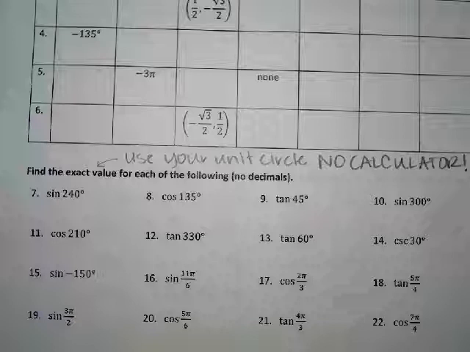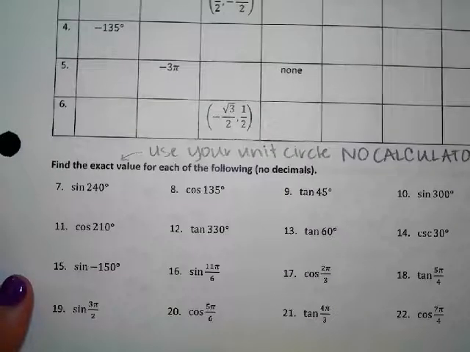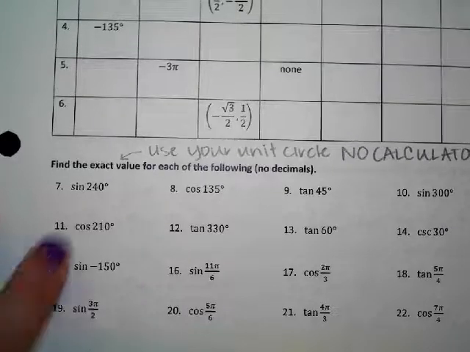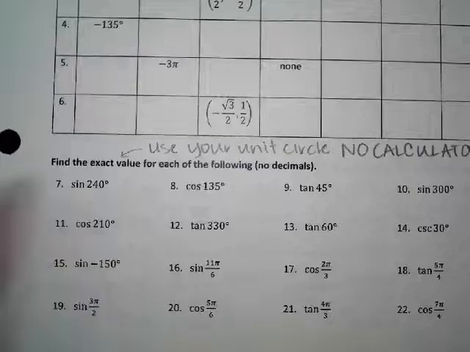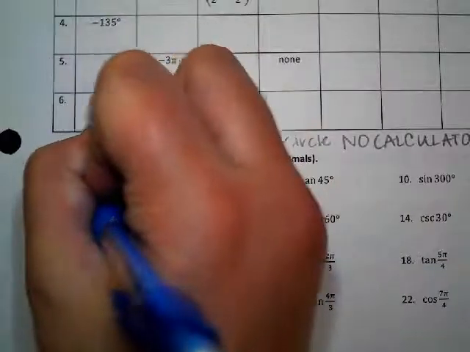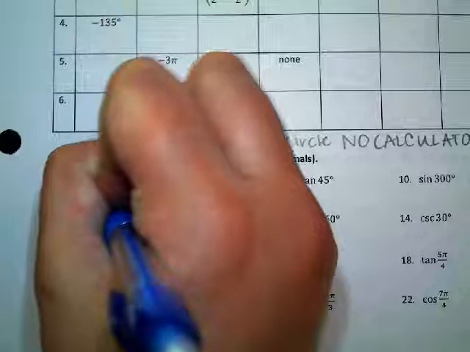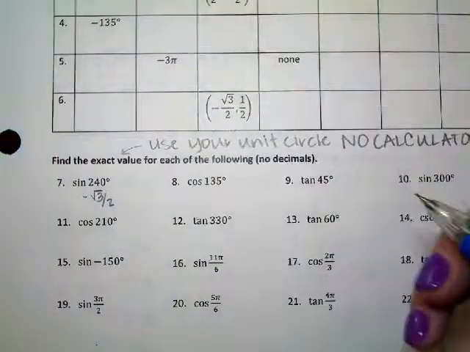So let's try some of these. Sine of 240. Sine of 240. 4 pi over 3 is the spot, the 240. So sine is the y coordinate, which is negative root 3 over 2. Okay. Cos of 135. Cos of 135, negative root 2 over 2.